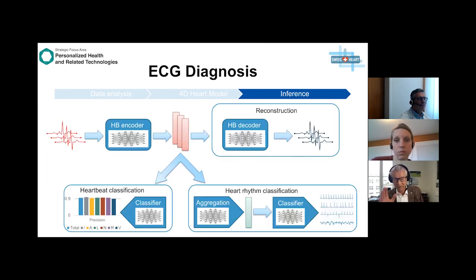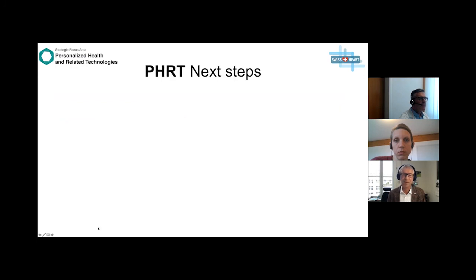The same has been implemented for the ECG diagnosis. Again, as I said, you have this encoder-decoder setting for reconstructing your heartbeats that allows you with the internal representation and the extracted features to do a classification. And here you see on an extensive study with ECGs, we reach over 90% of precision for these categories of different heartbeats. So what are the next steps?